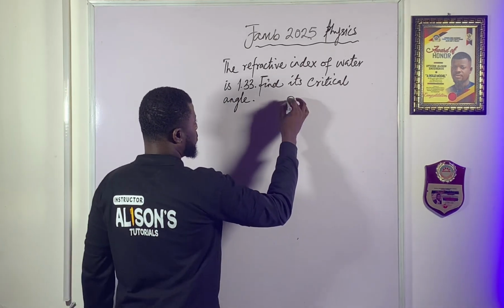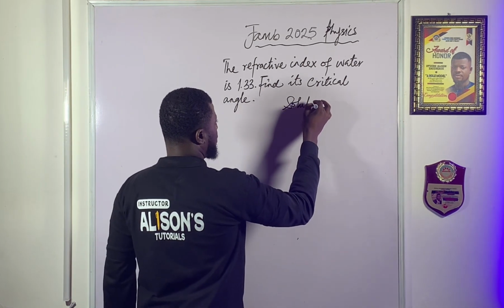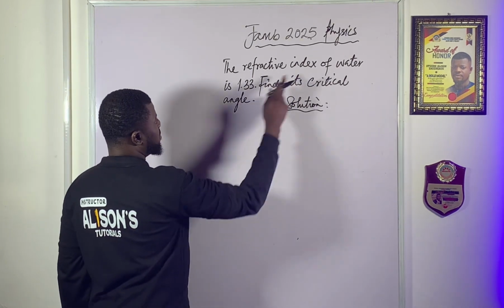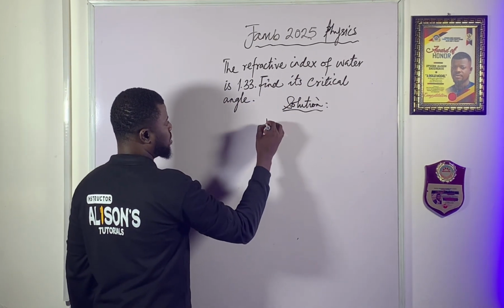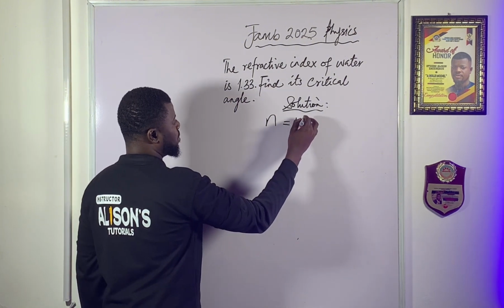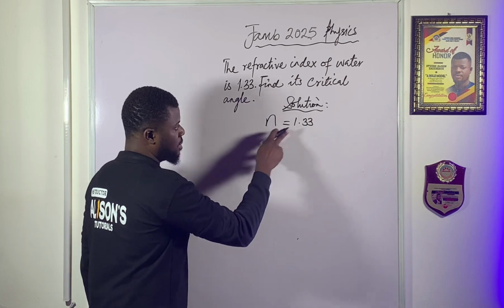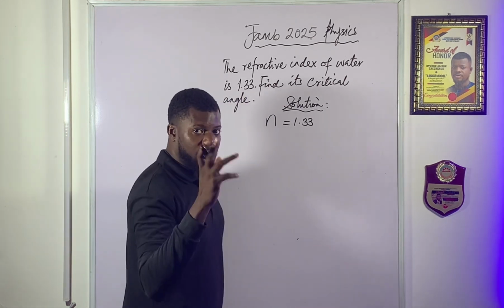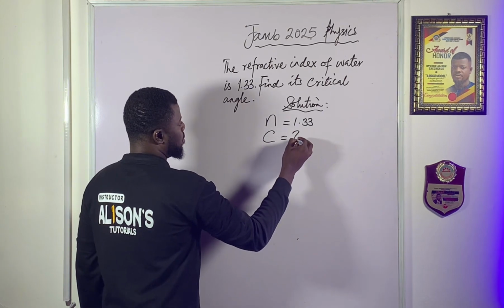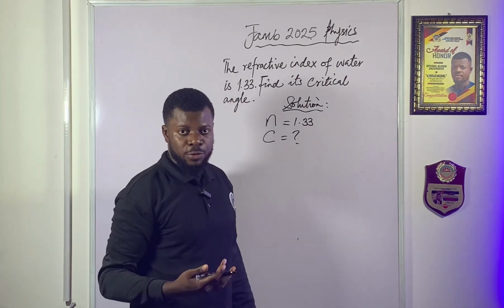So first of all, let's fetch out the parameters given in the question. We have the refractive index of water, which has this symbol for refractive index, and we have 1.33 for water. Now keep in mind, you are asked to find the critical angle, which is C. That's the symbol for critical angle.